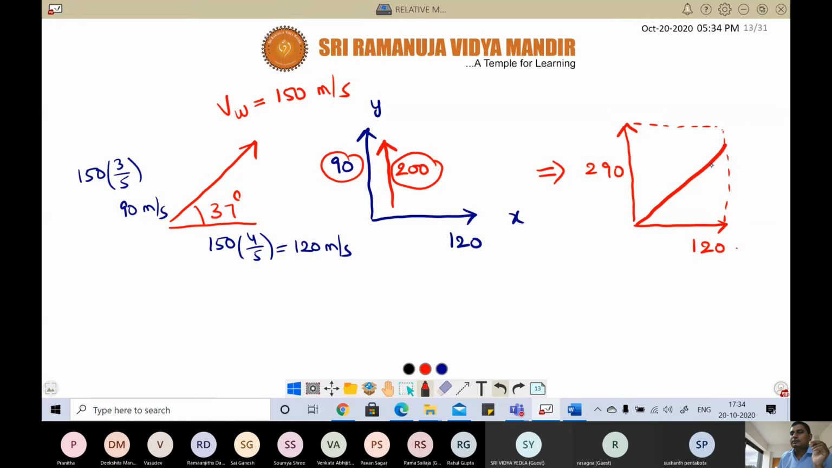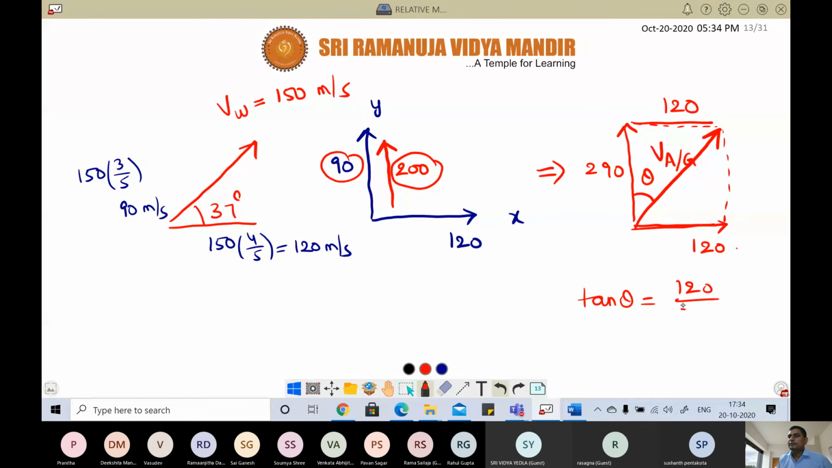This velocity is nothing but called velocity of aeroplane with respect to ground. Understood? Okay. So this angle, let us say, is theta. Now this is 120, which means this is also 120. So tan theta is equal to what? 120 by 90. So therefore, theta is equal to tan inverse 12 by 9.